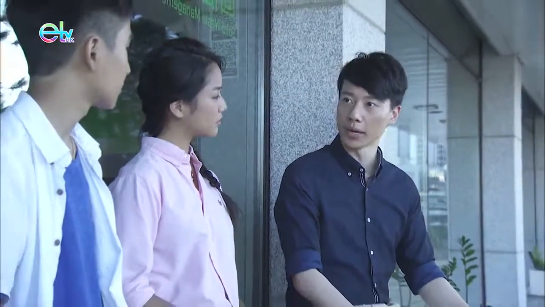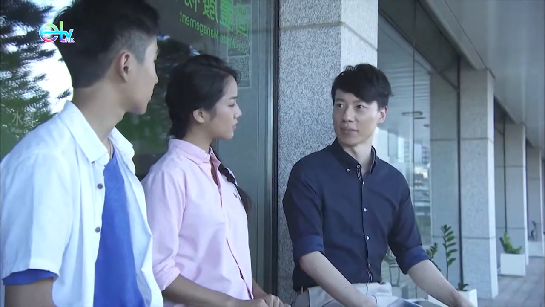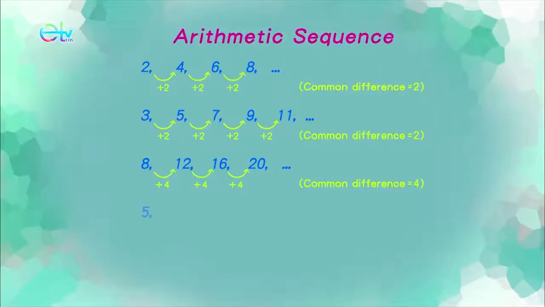Mr. Ko, are there any other examples for illustration? Sure. For example, if the first term of a sequence is 5, and from the second term onwards, the difference between any term and its previous term is -3, this means that the common difference is -3. The first term is 5. The common difference is -3. The second term is 2. The third term is -1. The fourth term is -4. 5, 2, -1, -4, and so on. This is also an arithmetic sequence.